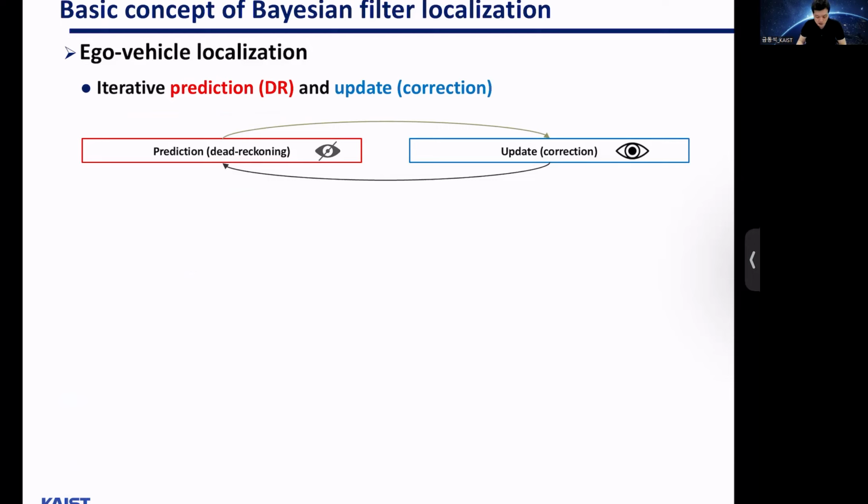To help you understand this algorithm, this slide will try to visualize what's happening. Okay. So the Bayes filter is basically doing this prediction and update process iteratively.